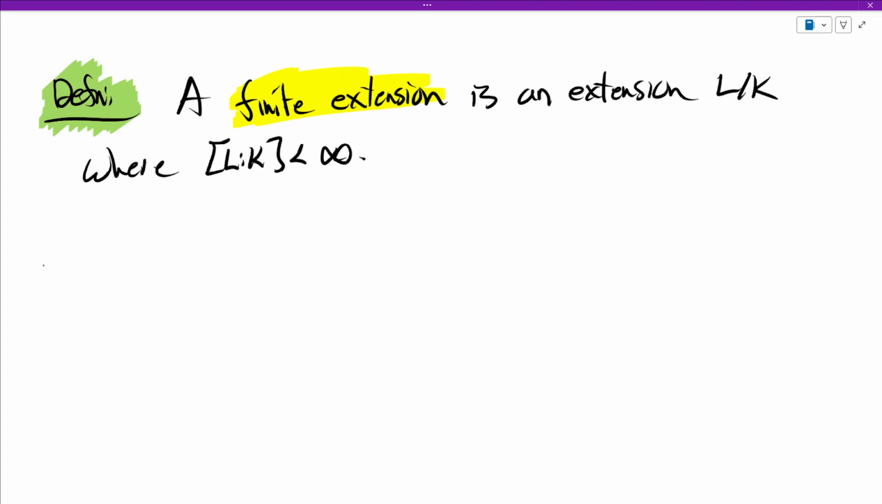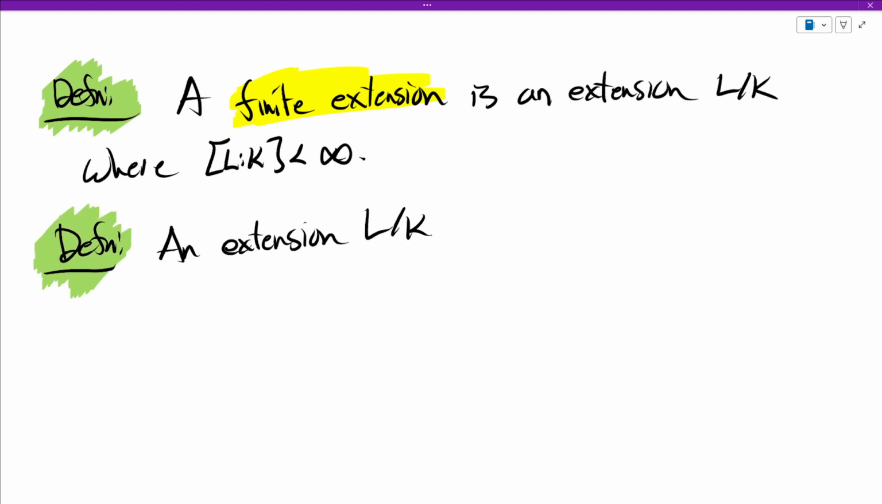Almost all of our simple algebraic extensions are finite. So we're mainly going to be considering finite extensions, with the infinite ones being reserved for examples of interesting things happening. All right, so the next definition is as follows. An extension L over K is called algebraic.